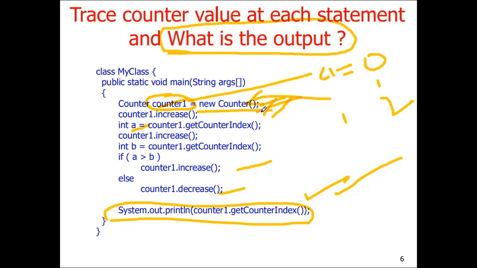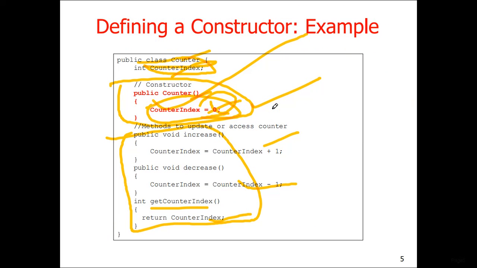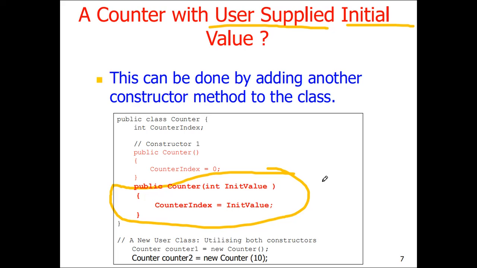Now what if I have something to initialize with? Let's say I may have a counter index to be initialized at 1, as 10, as 20, something like that. So if you have something which is to be done from the user side, if user has to supply the initial value, then it is known as parameterized constructor.